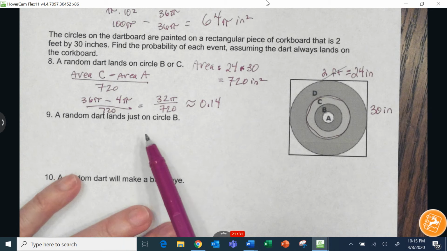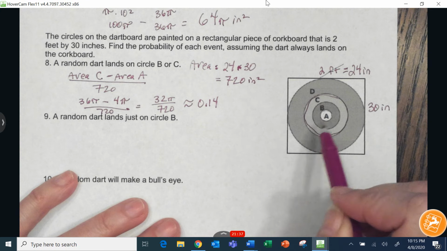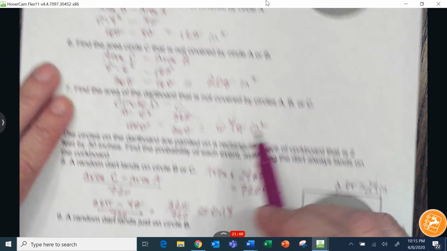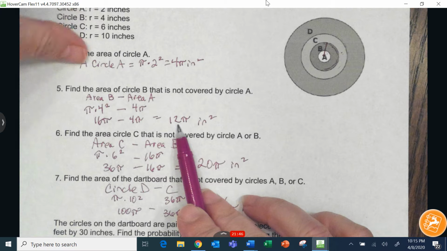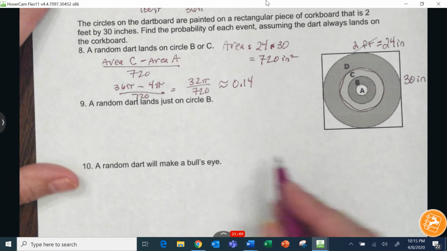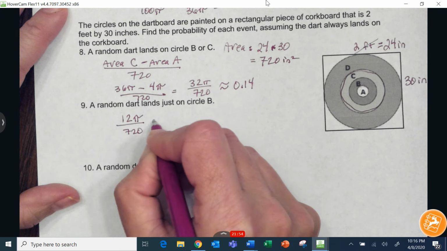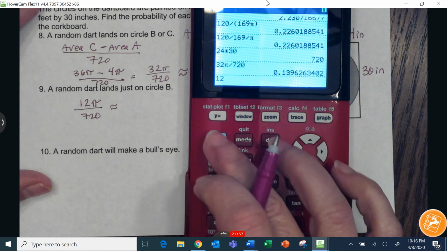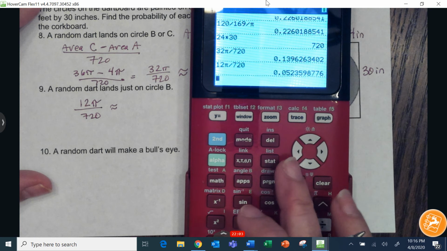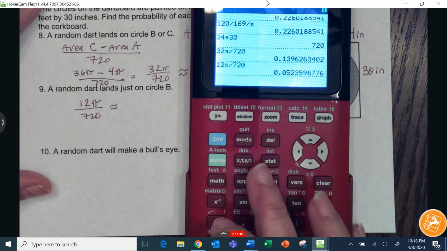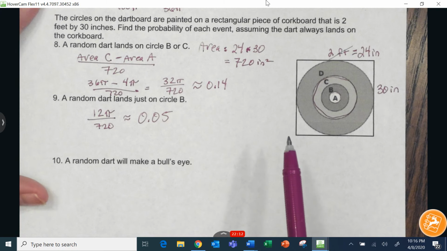A random dart lands just on circle B, so we're talking about just the ring of B, not A, not C, not D, just B. So we're going to go up here where the area of B that is not covered by A. So we already know that answer. That's 12 pi inches squared. So we're going to take that, 12 pi, and we're going to divide it by the total area, 720. And that's what we're going to type in. And it is 0.05. So that would be, if I was talking percent-wise, about a 5% chance.